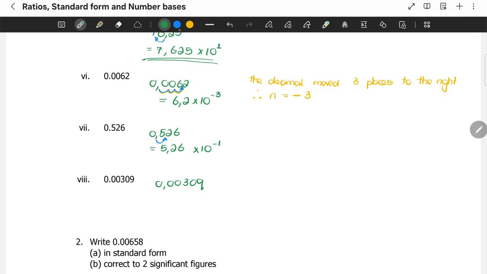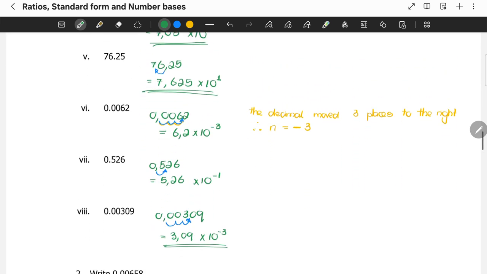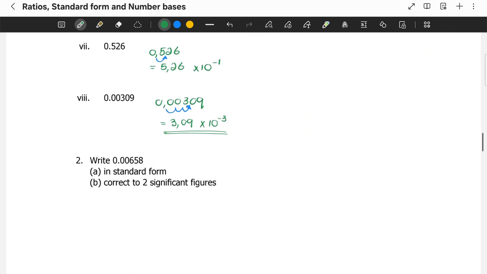we have 0.00309. Again, it's going to move 1, 2, 3 decimals to the right. So it's going to be 3.09 times 10 to the power minus 3. So that's how you put numbers in standard form.